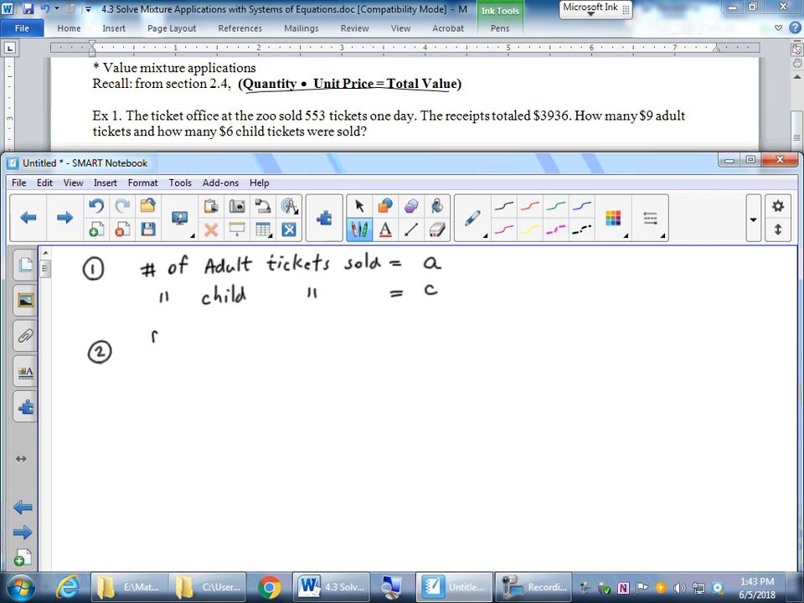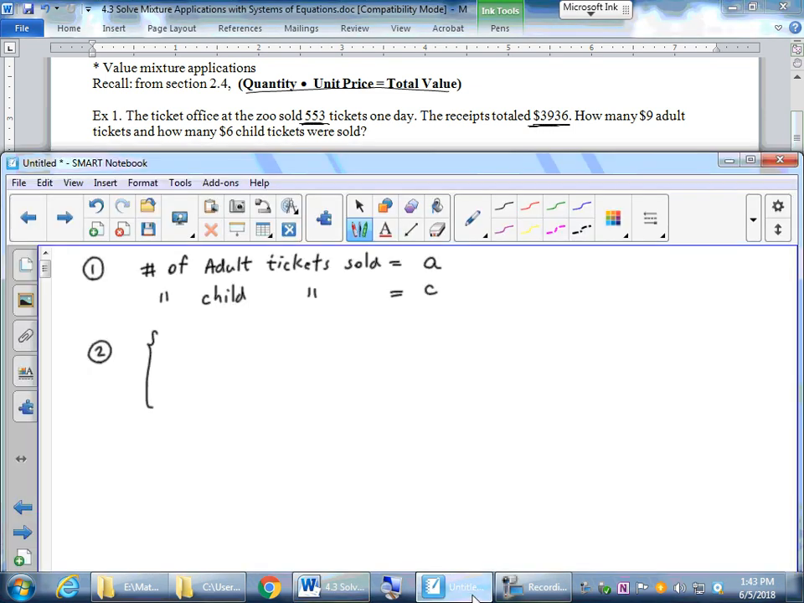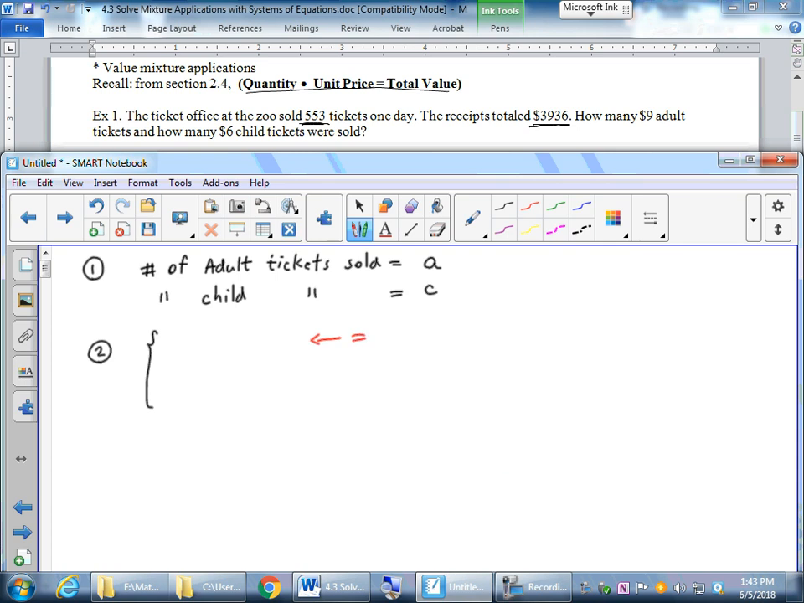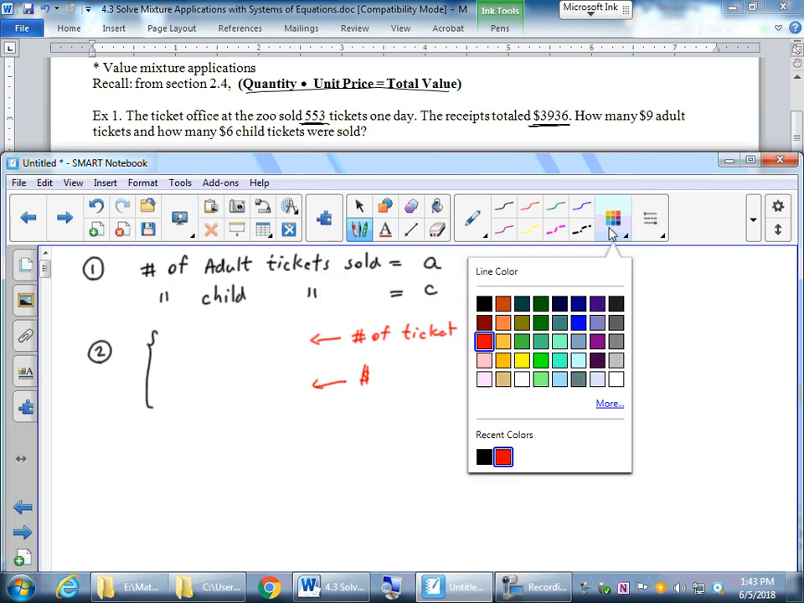Now, the second step, setting up an equation. In this case, what we know is, one, the total of how many tickets sold, which is right here. And we know the total money that we received. So that allows us to think about two different equations. One will be based off the number of tickets sold, and another equation will be based off the total dollar amounts.